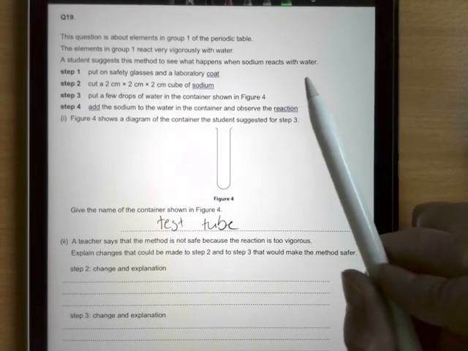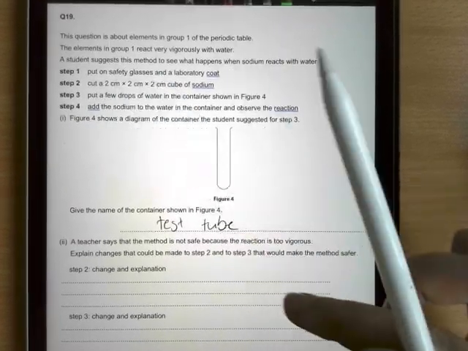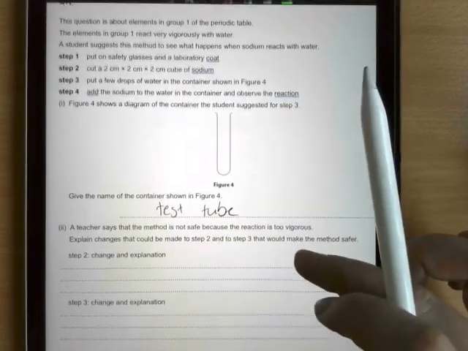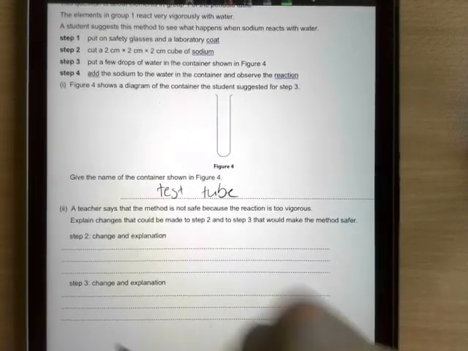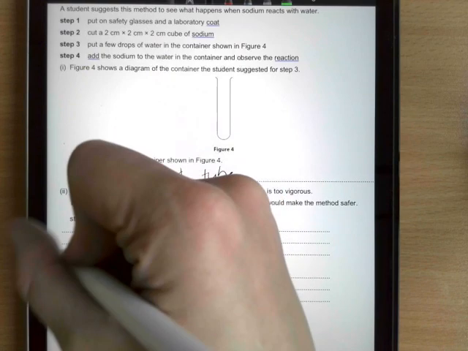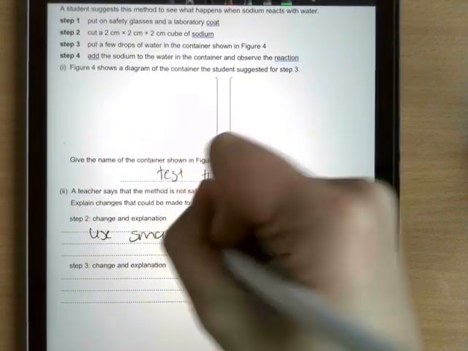They're doing the same experiment that we just talked about above, and it said step 2 is unsafe. They said they're going to cut out 2 by 2 by 2 centimetre cubed of sodium. So that's just the size of the piece of sodium. If they're saying that that's unsafe and you want to change it, then you're going to use smaller pieces of sodium.